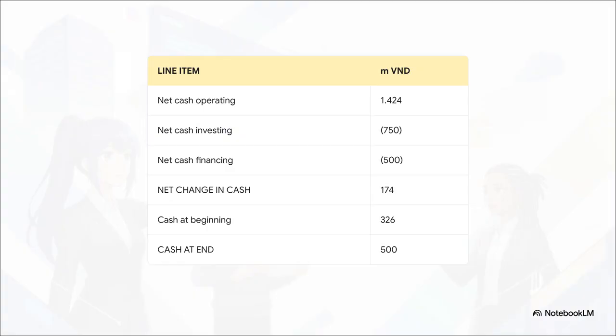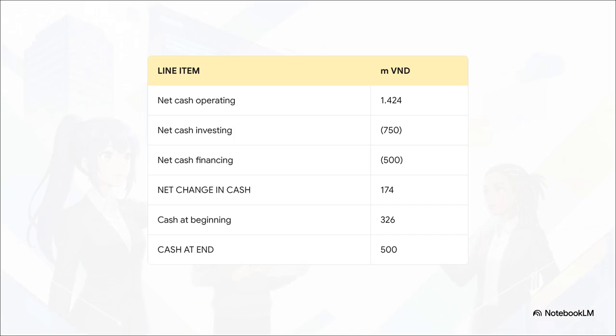Tracing Ho-Bin's cash using the indirect method reveals a really fascinating story. They started out with a profit before tax of $1,630 million. But remember what we just talked about. Profit is not cash. So we add back non-cash expenses, like $350 million in depreciation, and we adjust for changes in working capital. This brings us to a very healthy, positive operating cash flow of $1,424 million. After that, they spent $750 million net on investing, mostly buying new assets, and $500 million net on financing, paying down debts and distributing dividends.